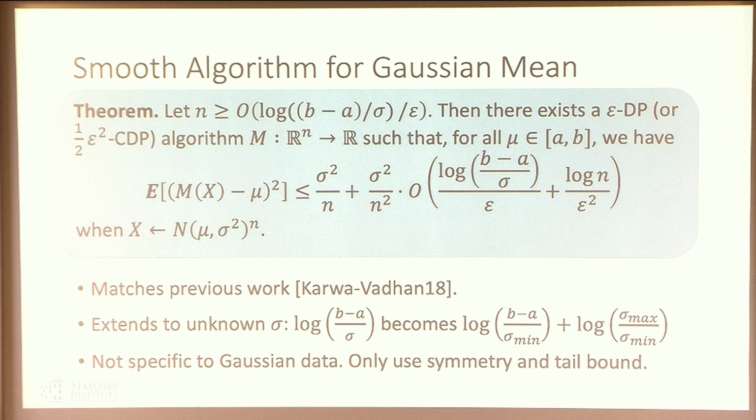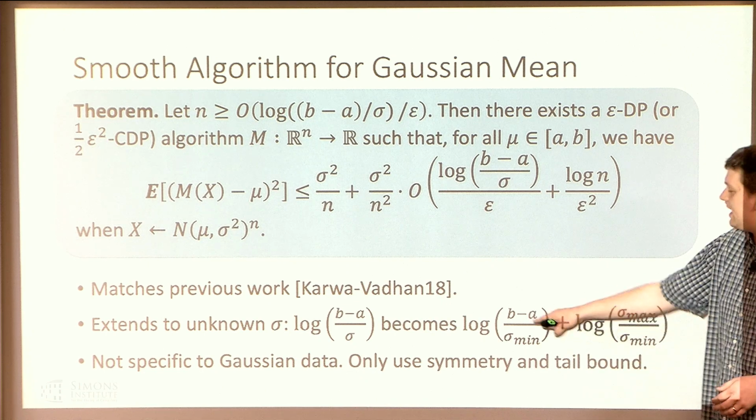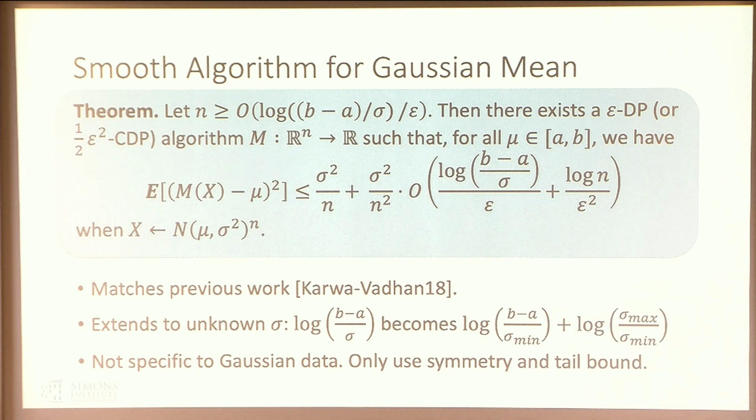And where does the extra log n come from? That's the maximum. That's still like the union bound. Oh, right. Can you remind me sigma max and sigma min? So if I don't know what sigma is, and I just know that sigma is between sigma min and sigma max, then I get an extra log term, which is that.